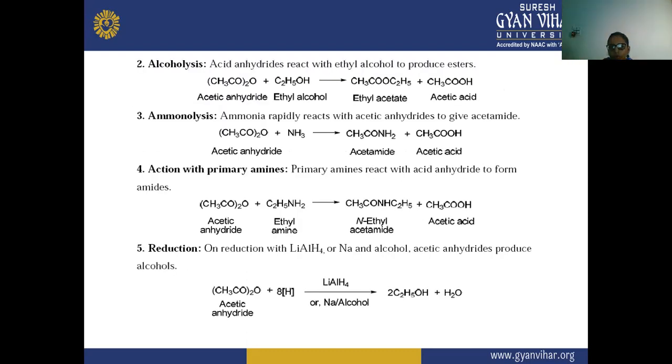Next is alcoholysis. In alcoholysis, the acid anhydride reacts with ethyl alcohol, and there is a production of an ester. So acetic anhydride reacts with ethyl alcohol, and there is a formation of this ester plus acetic acid. So here the alcoholysis is happening.